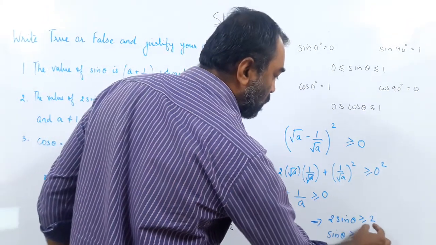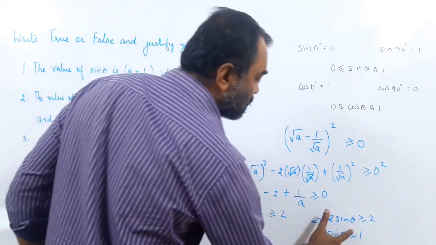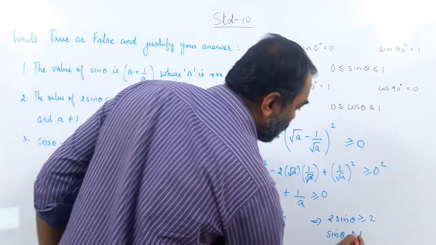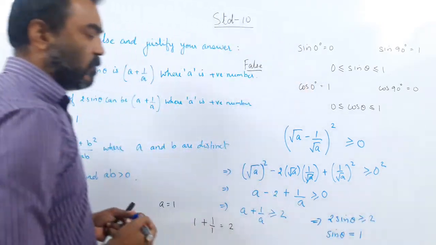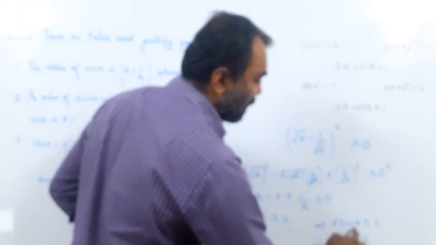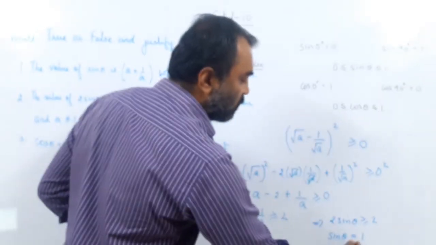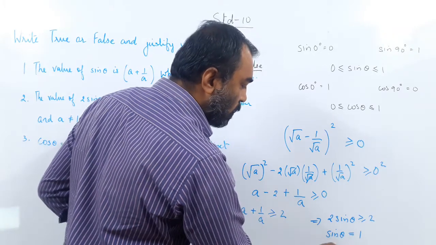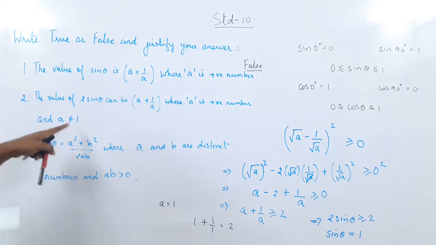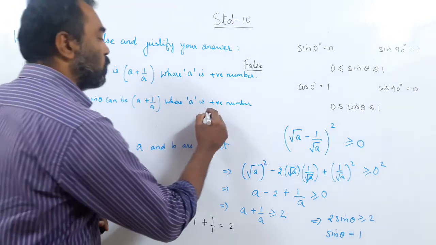2 sin theta is greater or equal to 2 means sin theta should be greater or equal to 1. Now sin theta is never greater than 1, so we remove that option. The only possibility is that sin theta can be 1. Greater than 1 is not possible, equal to is possible, but we check. Sin theta is equal to 1 only if a is equal to 1. But they have mentioned a is not equal to 1, so sin theta cannot be 1, and cannot be greater than 1. So this statement is also false.